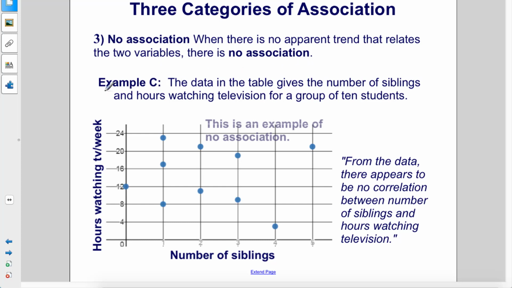Example C. The data in the table gives the number of siblings and hours watching television for a group of 10 students. Here, this is an example of no association. From the data, there appears to be no correlation between number of siblings and hours watching television.